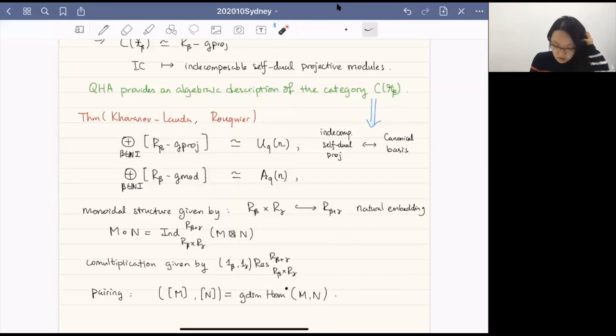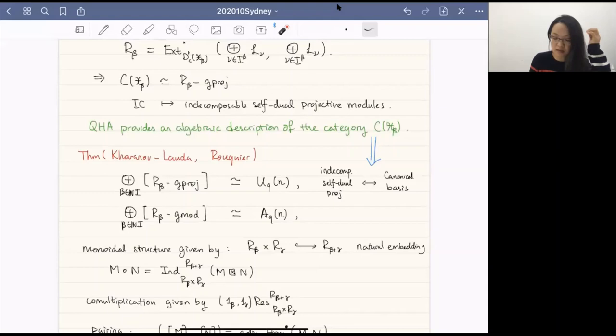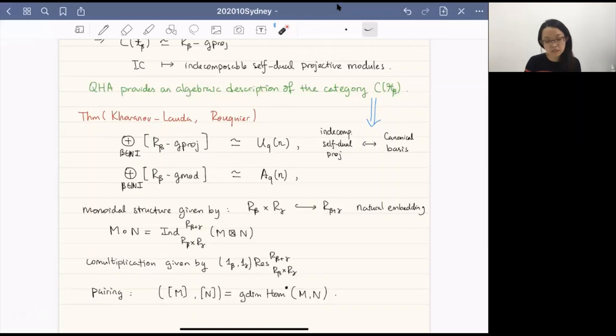And so in both these cases, the monoidal structures are given by induction. In fact, by the definition of these algebras by generators and relations, there's a natural embedding of the product R beta cross R gamma inside R beta plus gamma. So whenever you have modules M over R beta and N over R gamma, you can use this embedding to induce them to R beta plus gamma. And then you get a module here, and this defines a product on the direct sum of all these Grothendieck groups. Similarly, the co-multiplication is given by the restriction functor multiplied by some idempotent.